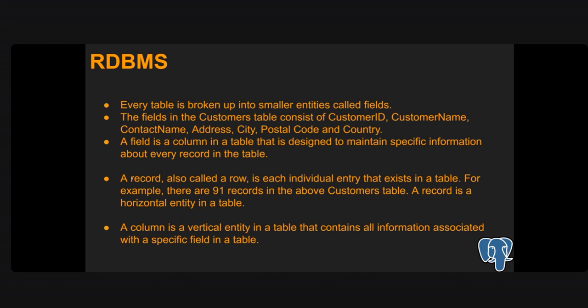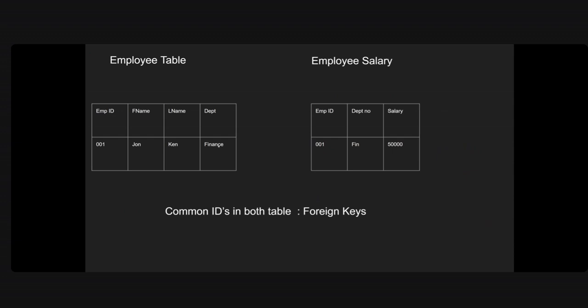And what is a record? A record is a row. In our previous example, this is a record. This is a record.